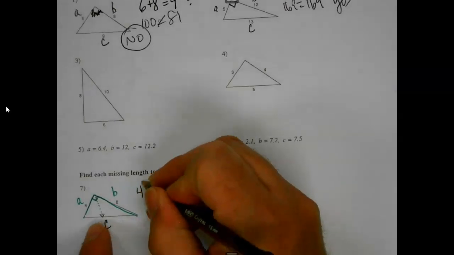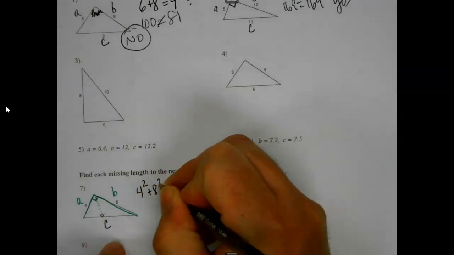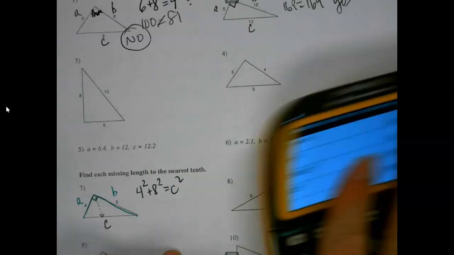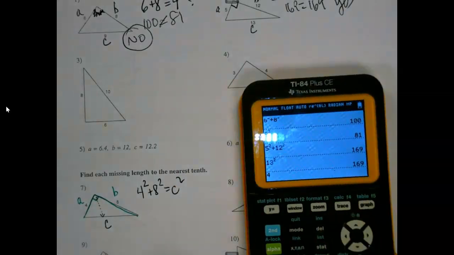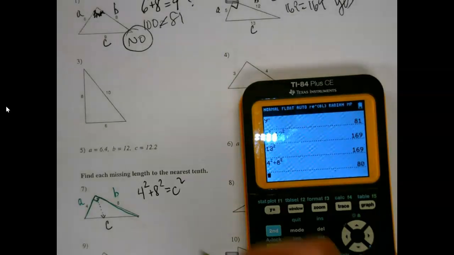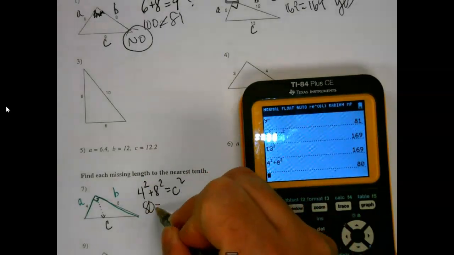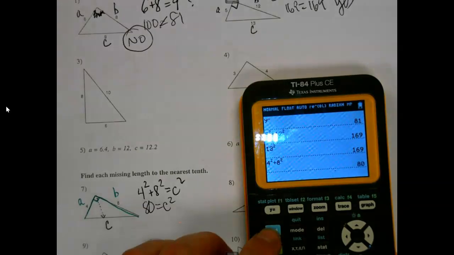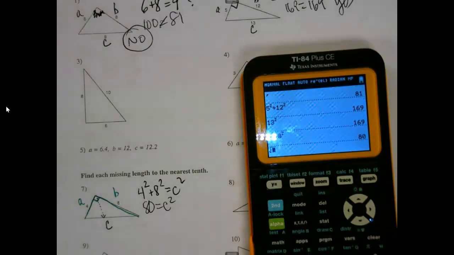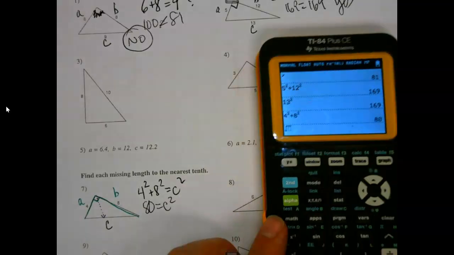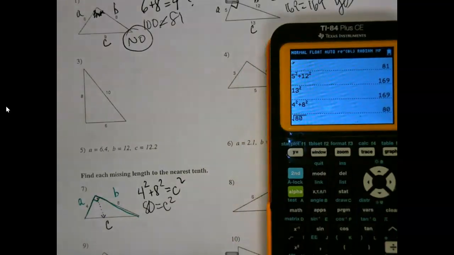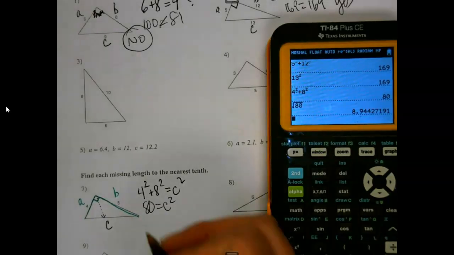So we've got A squared plus B squared equals C squared. So this is going to come out to a decimal. It's true, and we kind of got a little bit of a warning here when it said, hey, find the missing lengths to the nearest tenth. You're like, wait a minute. So square root of 80, yeah, we're going decimally here.